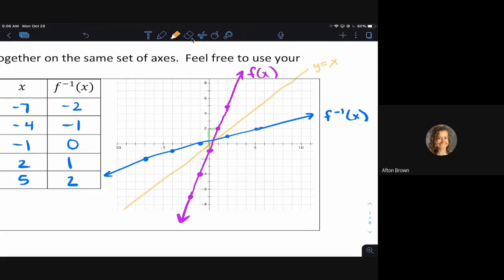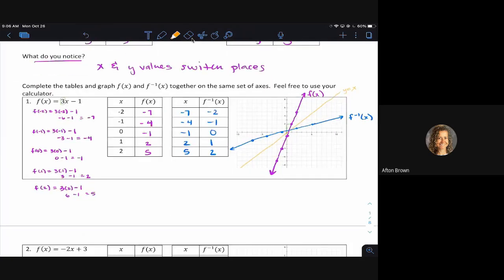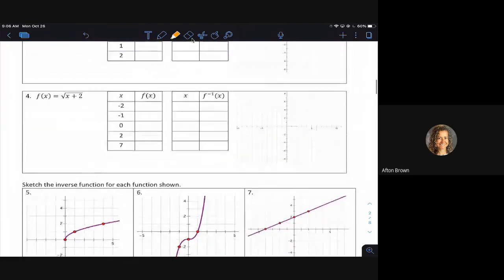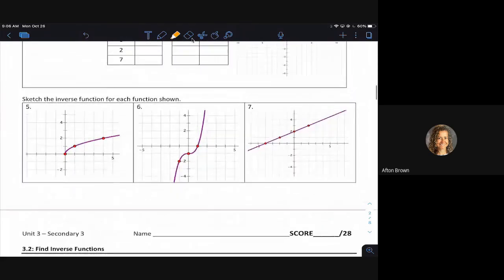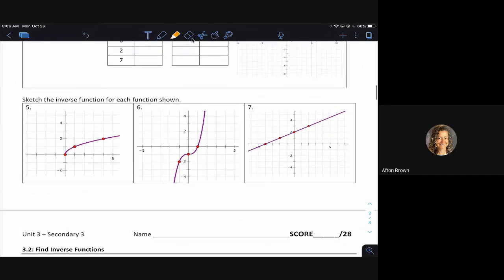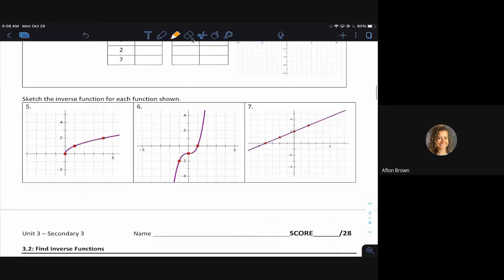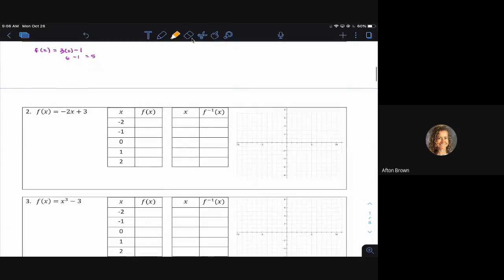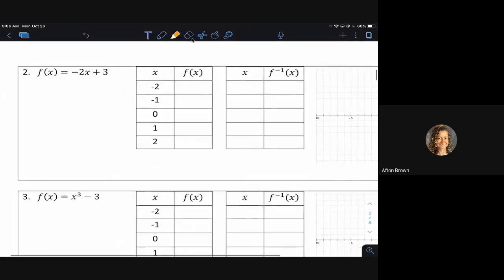That's one of them. Okay, so you guys just have a few more of these. You have 4 of those, and then after you've done them, the goal is to get to where you can sketch the inverse function without having to do everything else. So we'll do one more together, and then I'll let you guys see if you can do the others.